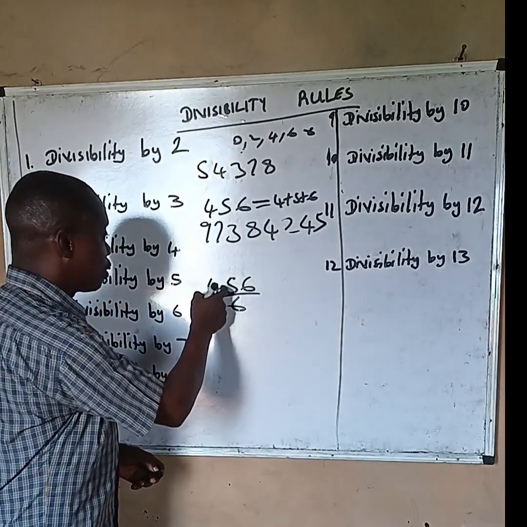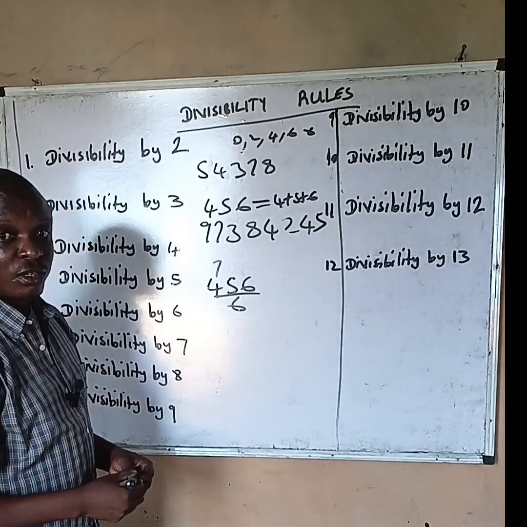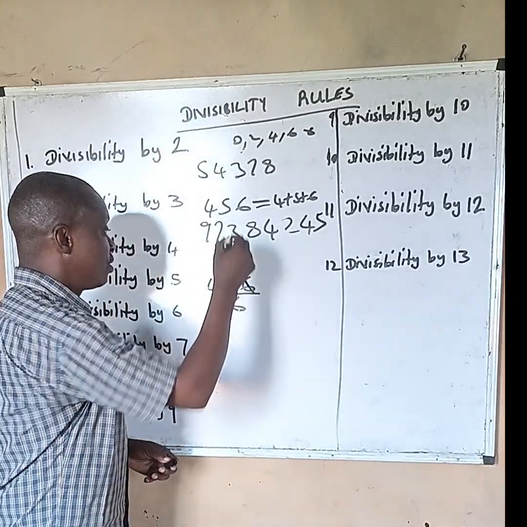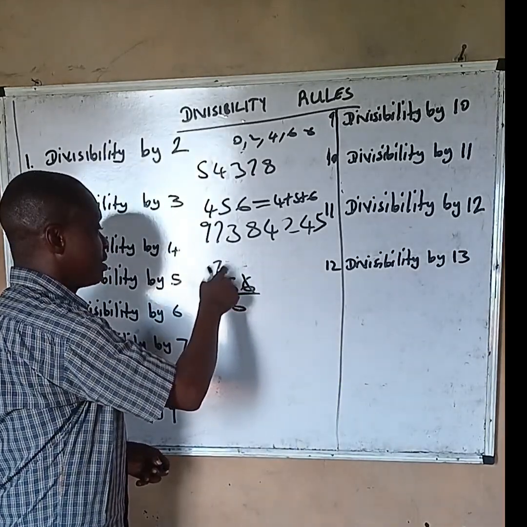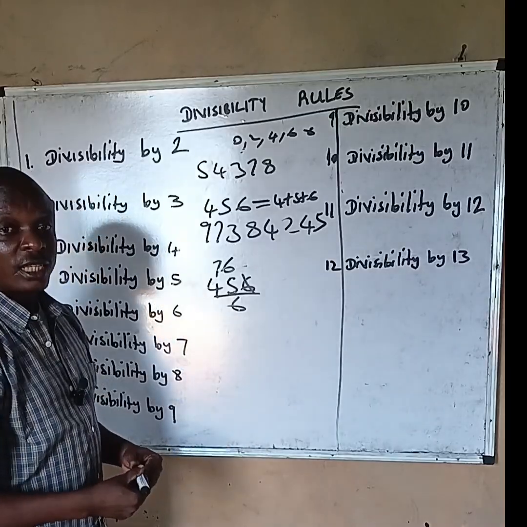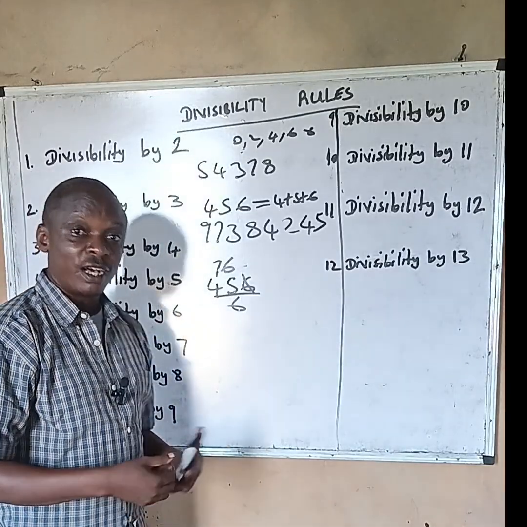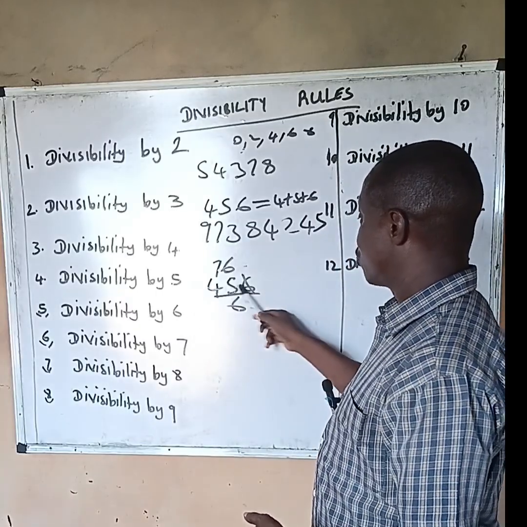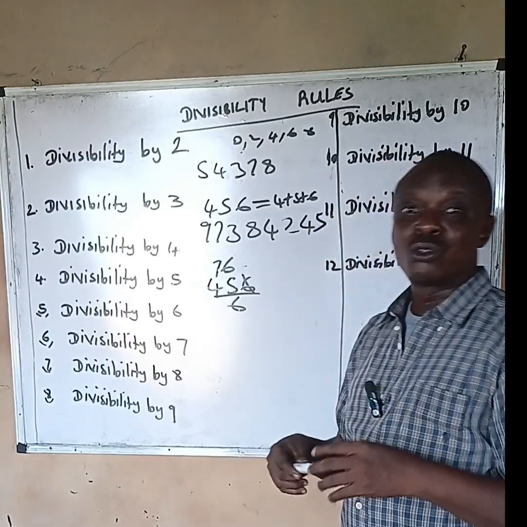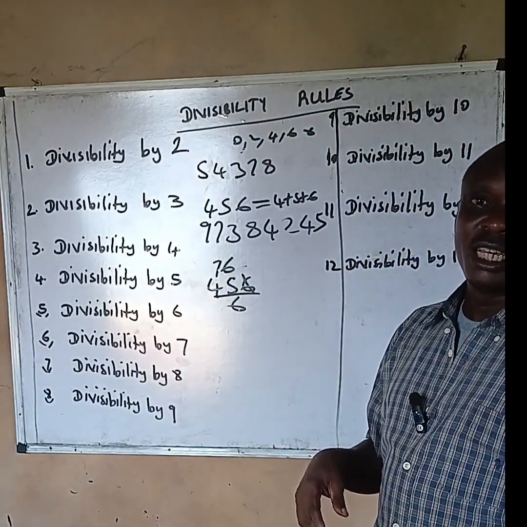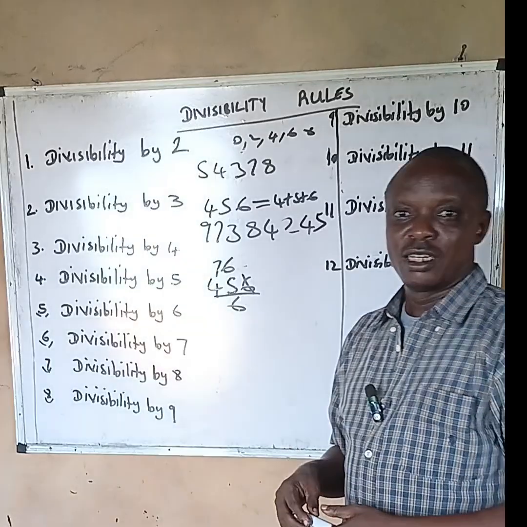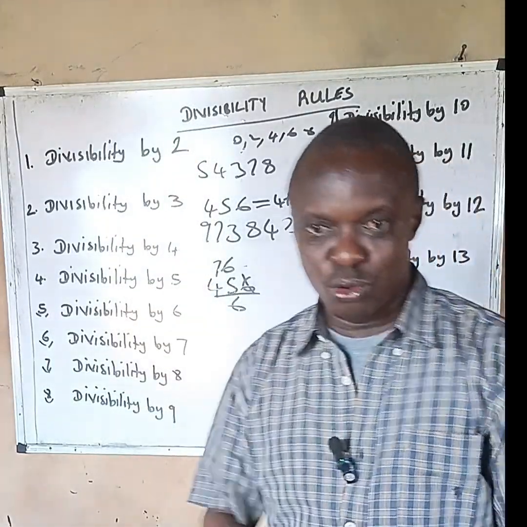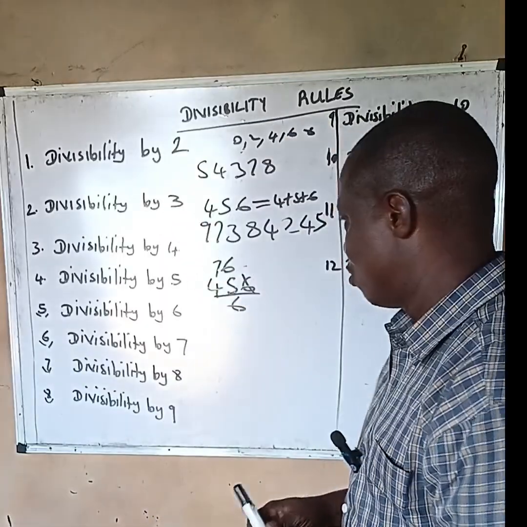Because if 6 divides 45, that is 7, gives you 42, remaining 3. Bring down 6, 36, 6 divides 36 that is 6. So your answer is 76. You can see that 6 can just divide this number directly, rather than saying you want to use 2 first or use 3 first. So note that 6 can divide the number if 2 and 3 can divide that number.